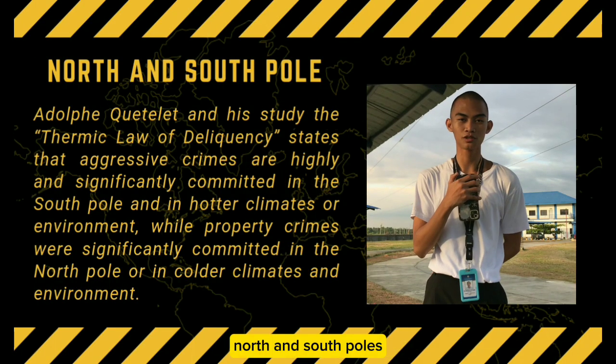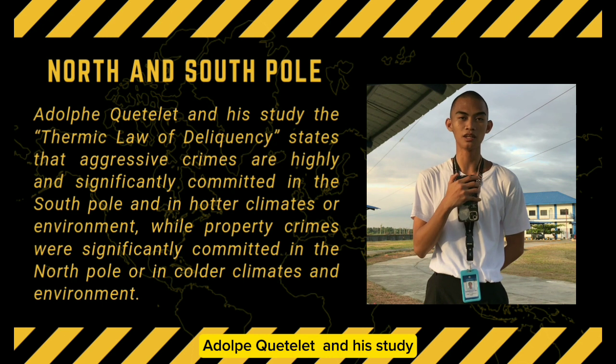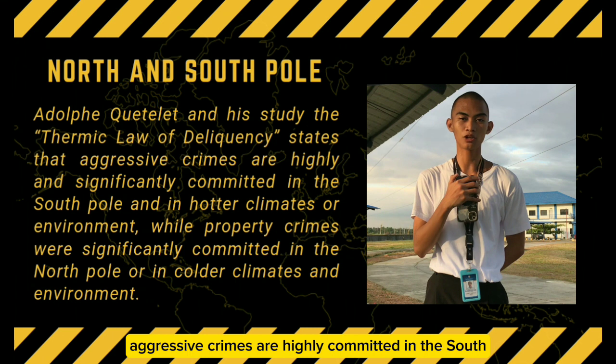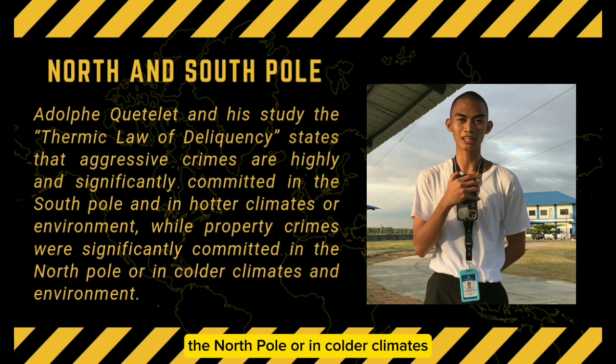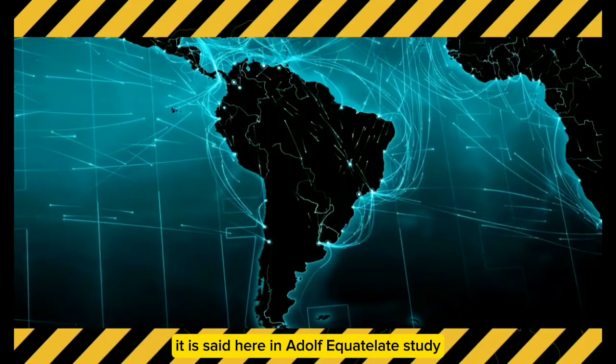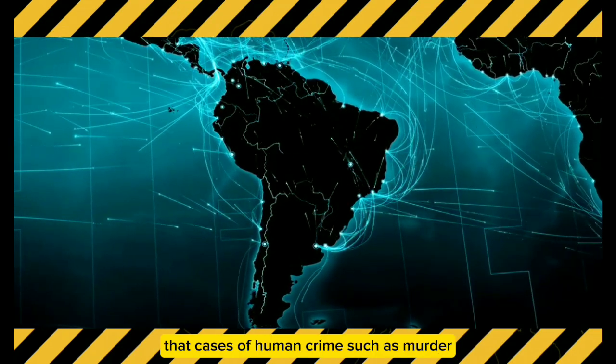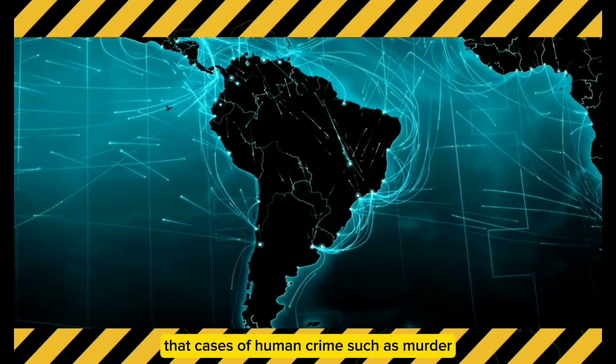North and South Poles. Adolphe Quetelet, in his study, the Thermic Law of Delinquency, states that aggressive crimes are highly committed in the South Pole and in hotter climates or environments, while property crimes were significant in the North Pole or in colder climates.